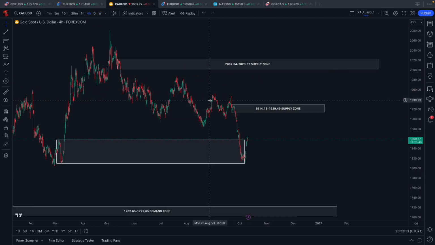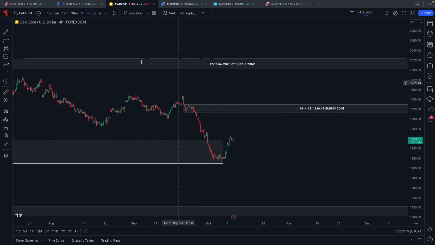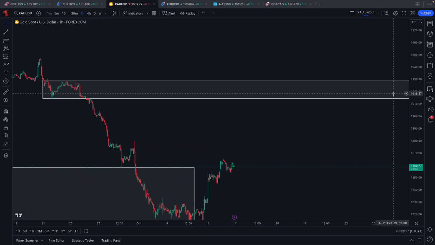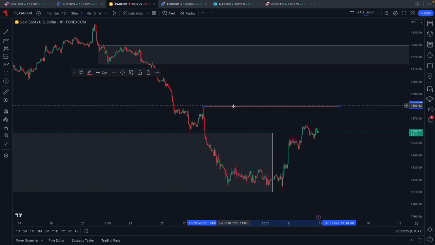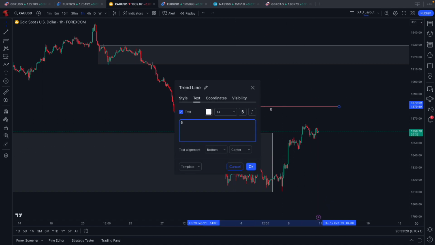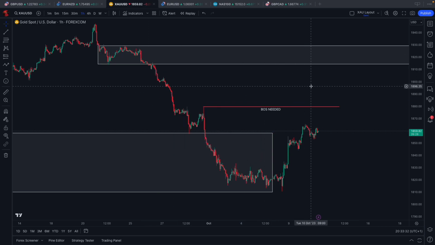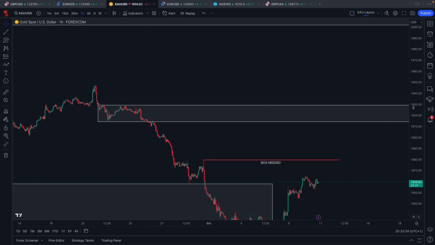If you are looking to take part in this market this week, what I would do is I would probably go down to the hourly. I would look at the last protected high within this bearish structure, which would be this one here. Once we see a break in that, so price trading above it, I would then say it's safe to then look for bullish opportunities into one of two supply zones, okay?